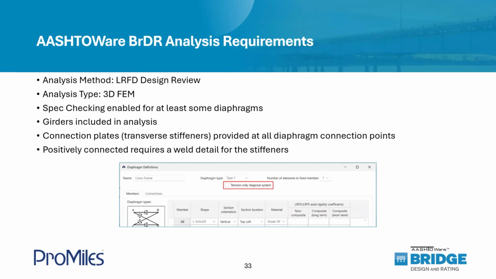There's also a new checkbox in the diaphragm definitions window saying tension only diagonal system. You use this to indicate how BrDR should distribute the bracing required moment, the MBR, to the cross-frame members. The checkbox will not impact the finite element model, only how those required bracing strength moments are distributed to the cross-frame members.